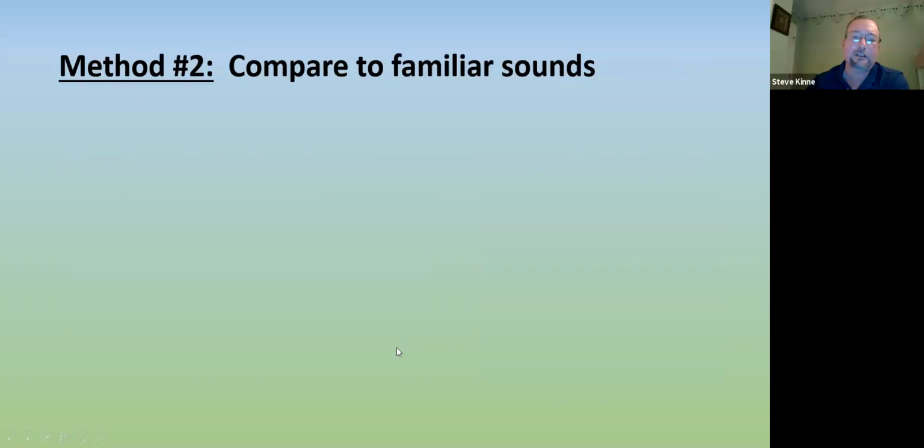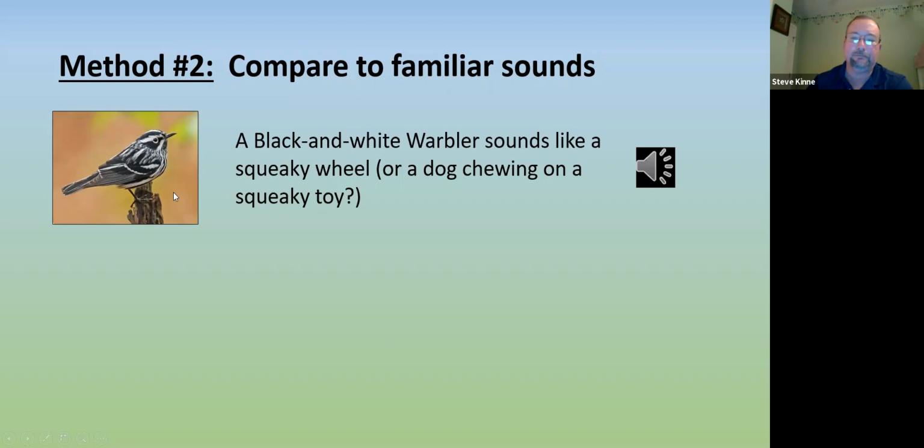All right, well, let's give you a couple of examples for the second method, which is to compare bird songs to other familiar sounds that you would already know. The black and white warbler is oftentimes described as sounding like a squeaky wheel.